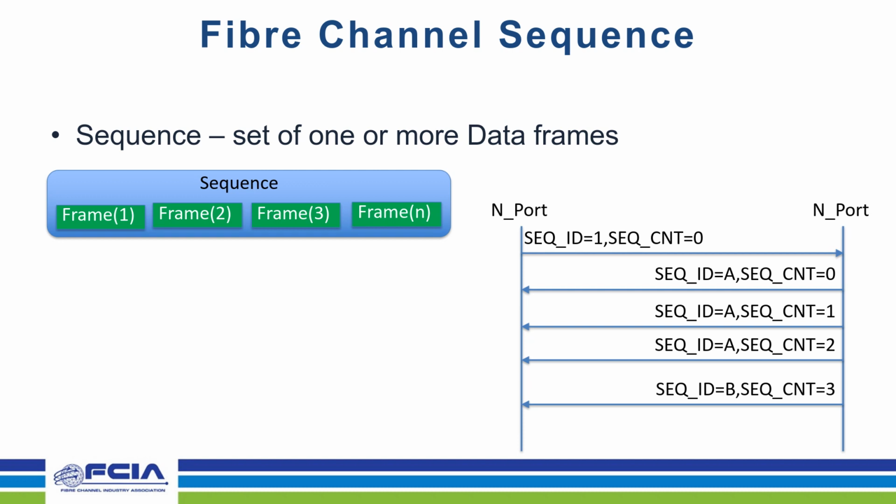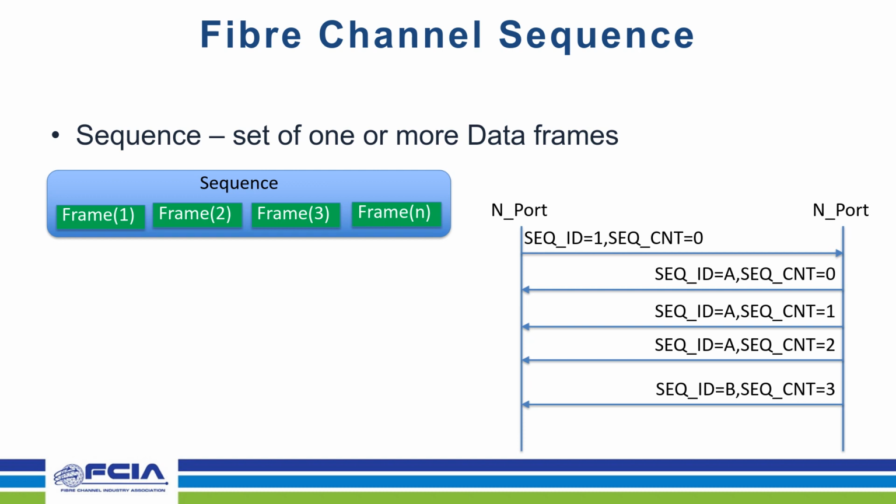All right, so that gets us through the frame. That brings us into sequences. We already talked about a little bit of that. It's a set of 1 or more data frames. There's just an example of a sequence consisting of frame 1, 2, 3, and N. So it can be N number of frames.